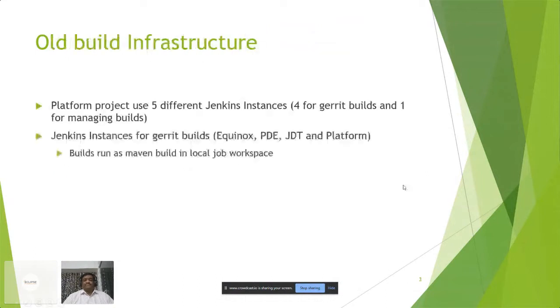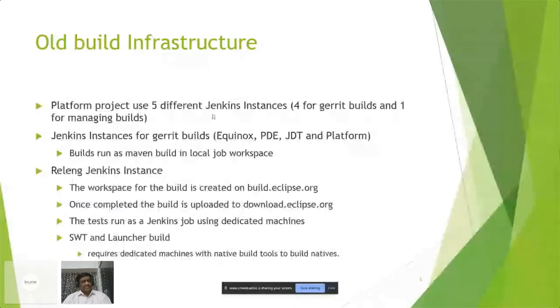That's an overview of the build infrastructure which is relevant to us for this presentation. If you see the build infrastructure, we have 5 different Jenkins instances for the platform projects. There are four Jenkins instances for each of Equinox, PDE, JDT, and platform. And there is one more Jenkins instance called the Releng instance. This is used for creating builds and managing the download.eclipse.org website, where we publish our releases.